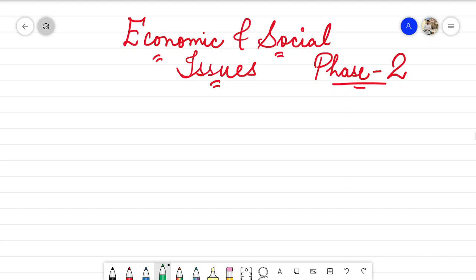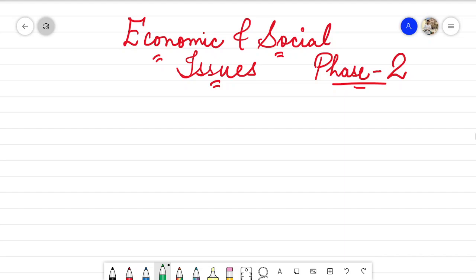In this particular lecture, I'm going to talk about the preparation strategy and sources for the Phase 2 examination of RBI Grade B 2022, and in particular, I'm going to talk about the economic and social issues portion of Phase 2. As you all know, economic and social issues, or ESI, is not only important from the examination point of view, but it is really very important for you as an RBI Grade B aspirant or as an RBI Grade B officer to know about the concepts of economy, economics and social issues.